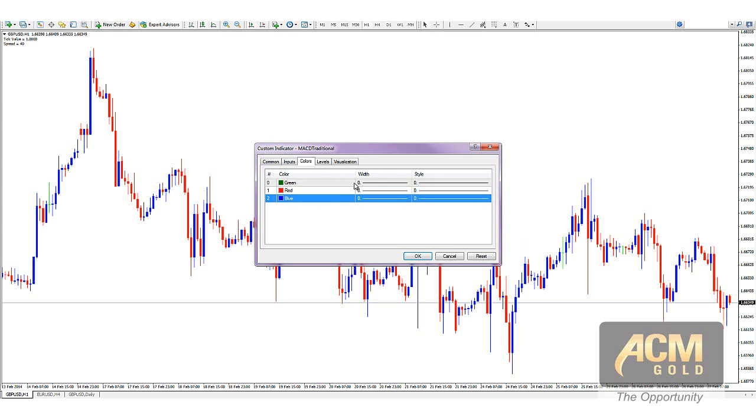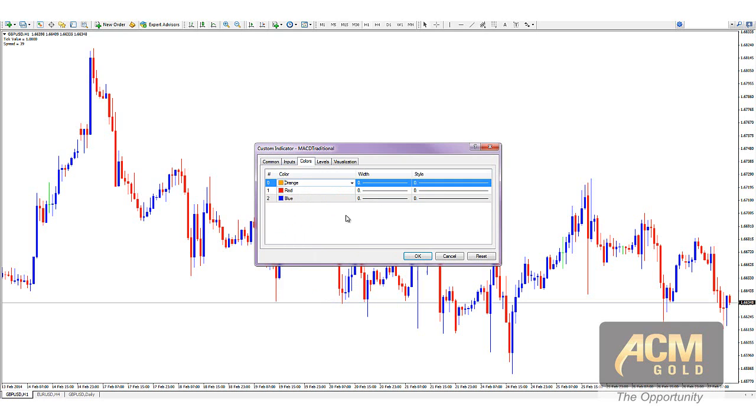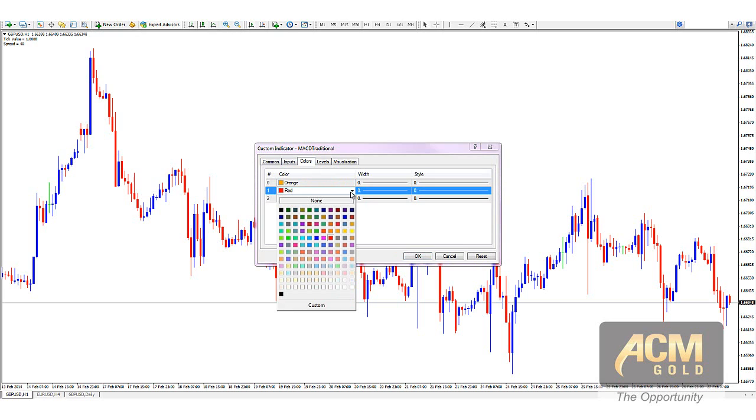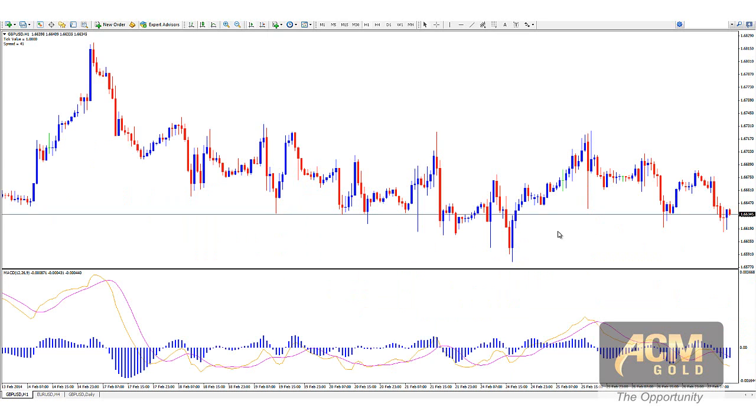The fast EMA, which is green, we will change to orange. The slow EMA, which is red, will change to magenta. And the signal, which is blue, will stay blue, but we will change the thickness of our bars. And voila! Your MACD is plotted against your chart. Now you can add other indicators and have your tools integrated.